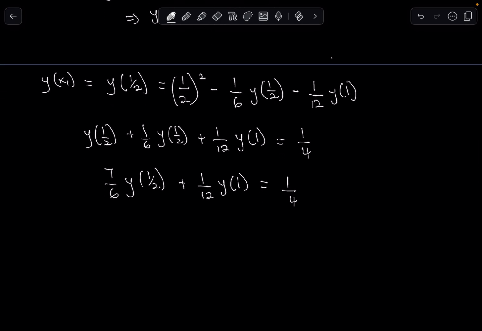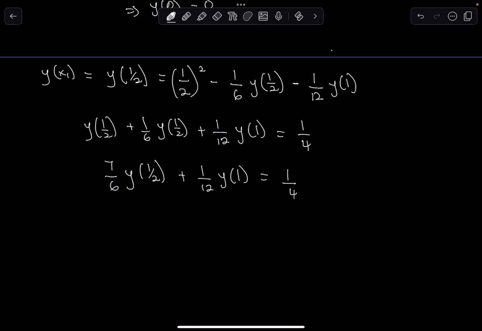So I always would like you to simplify this. We're going to multiply it through by 12. And when you multiply it through by 12, that's going to be 14 y of 1 over 2 plus y of 1, and that should be equal to 3. And I'm going to call this my equation 2. Okay?